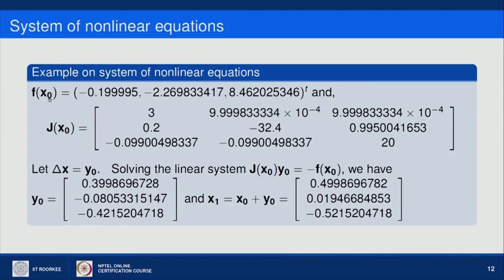So what I will do? I will solve the system J of x0 into delta x equals to minus F of x0. And after solving this, I will get the solution for delta x like this, that is delta x1 will become 0.39986, delta x2 will become minus 0.080533, and delta x3 will become this number. So, this is the change which we need to make in the initial solution to get the update in the first iteration. So, adding this to the initial solution, I will get this solution, that is 0.49, 0.019 and minus 0.521 as my first solution of x in the first iteration, that is, I will denote it as x1.